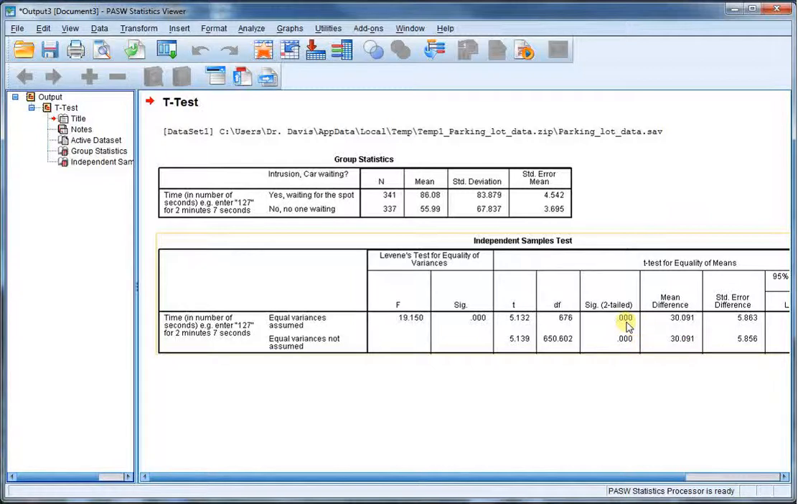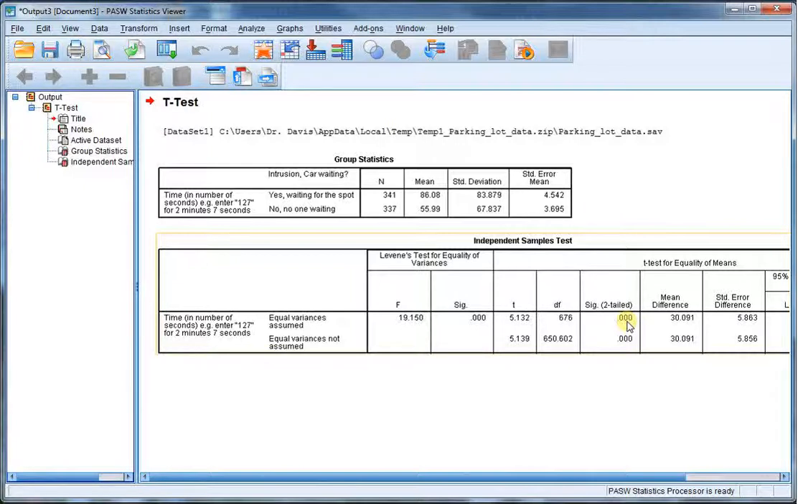So the criteria we use for evaluating probabilities is P is less than 0.05. This number, 0.000, is actually not 0, it's just a really tiny decimal somewhere 4 or 5 decimals off. So we say this is significant, P is less than 0.001. In plain English, we can say yes, indeed, we support our hypothesis. People did take significantly longer to pull out of a parking spot when someone is waiting compared to when no one is waiting.